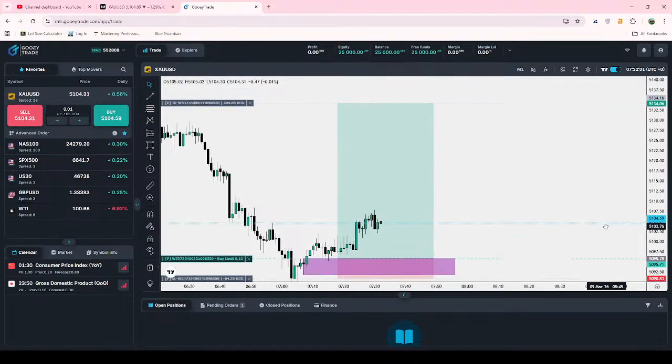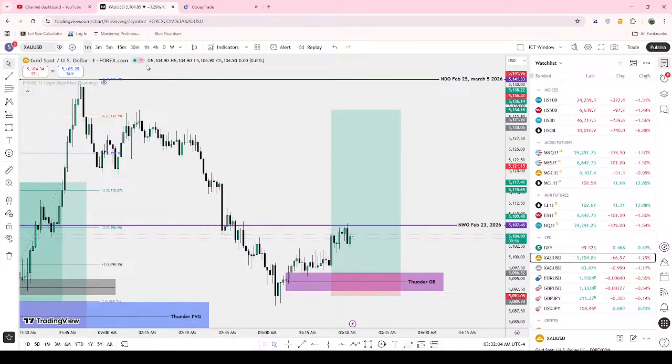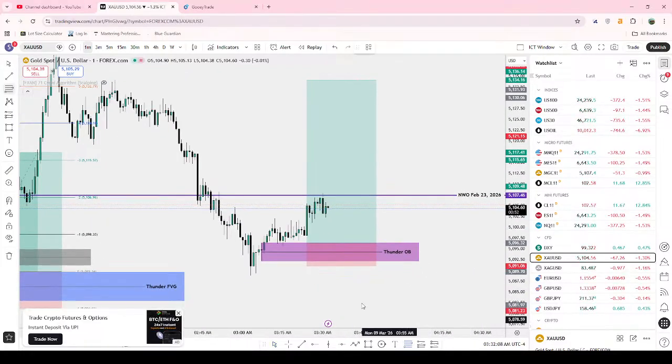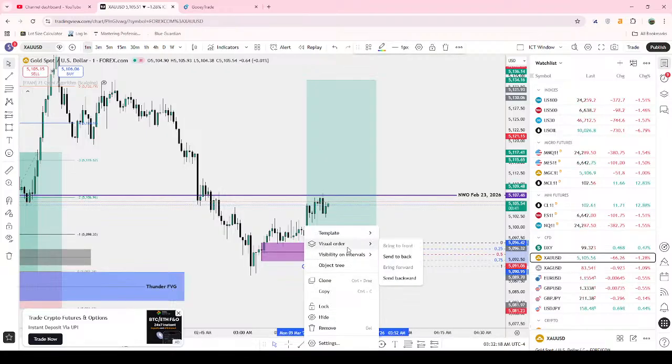This trade is going well. I am in regret that I did not take this trade in time. Let's mark the risk to reward view. Template, risk to reward.